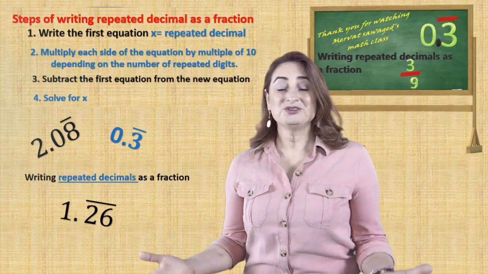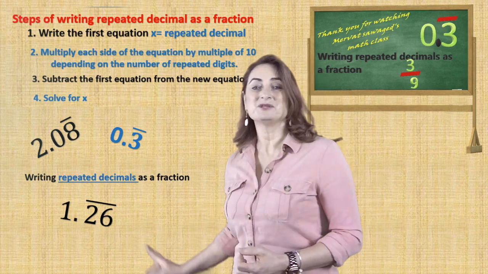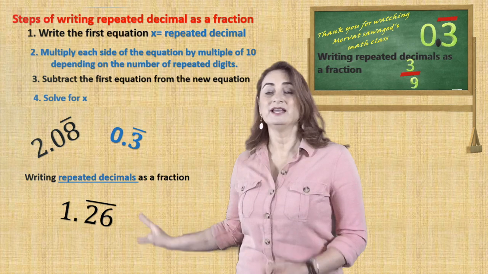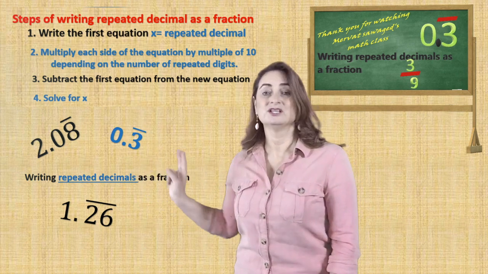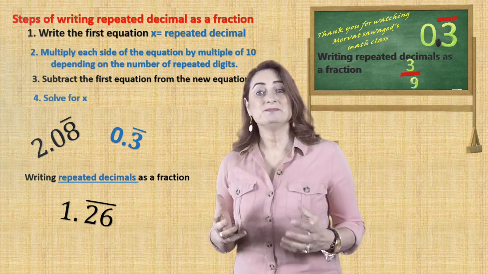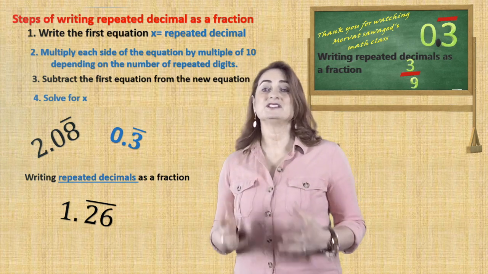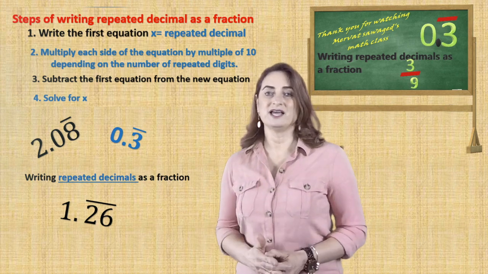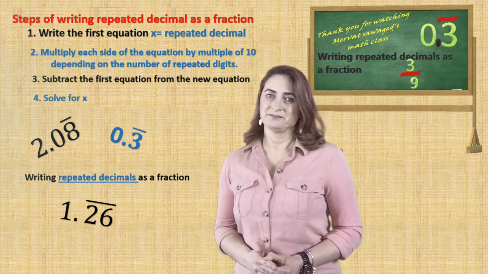So in conclusion, remember that a repeated decimal can be written as a fraction. Those are the examples that we went over and the steps that we took to change the decimal into a fraction. Just remember how many digits are repeated for you to know which multiple of 10 to multiply by.